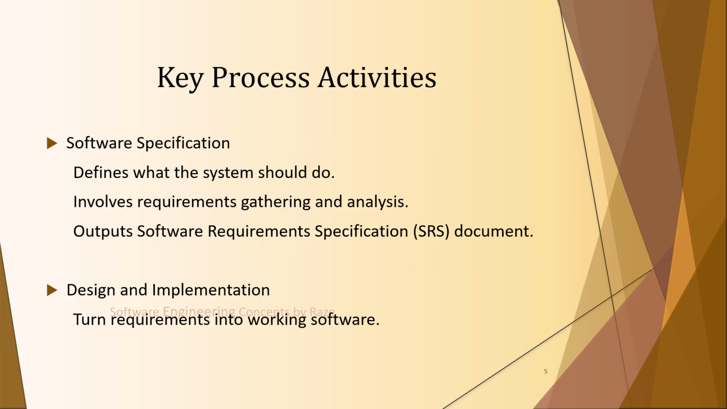Now, let's move on to key process activities. The first key activity is specification. This is where we figure out what the customer or user needs. We gather requirements and document them clearly. If this step is skipped or rushed, the final product might not do what it's supposed to do. The output of this step is a software requirements specification, or an SRS document, which contains all the information regarding the requirements and the scope of the project.